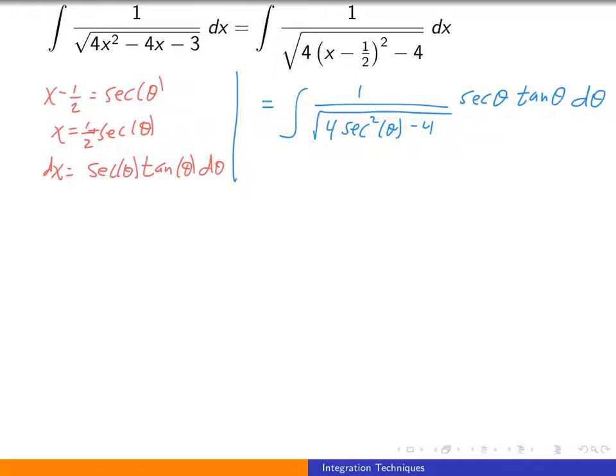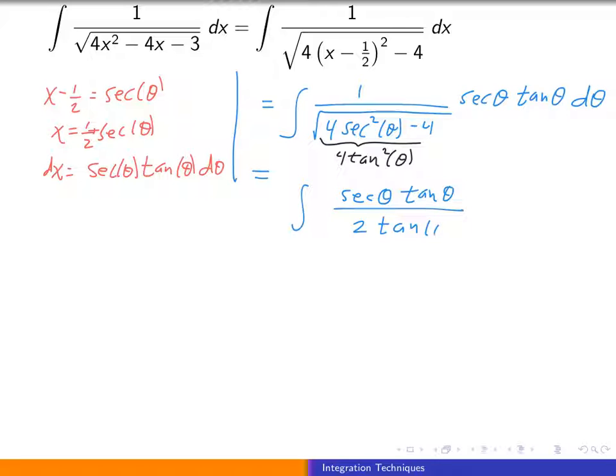And once we've made this trigonometric substitution, remember our next step is to immediately apply that corresponding identity. And here the corresponding identity to apply is to remember that secant squared theta minus 1 is tangent squared. So what we have underneath this square root will really be 4 tangent squared of theta. So we have the secant theta tangent theta in the numerator, and in the denominator we have the square root of 4 tangent squared. So that would be 2 tangent d theta.